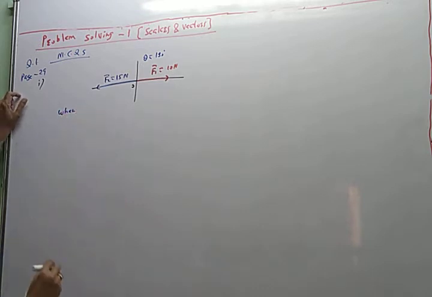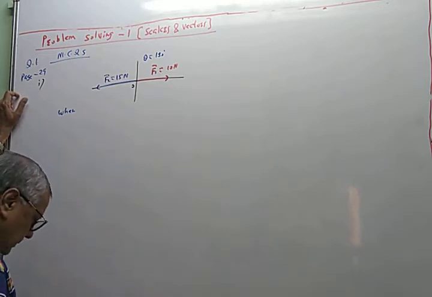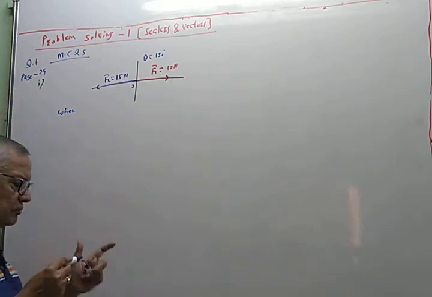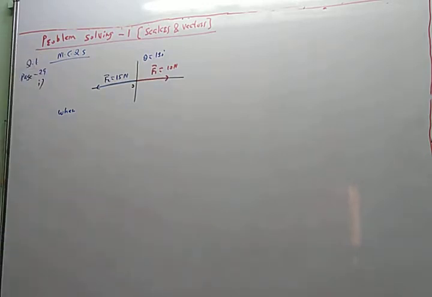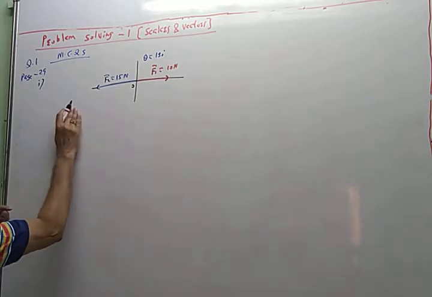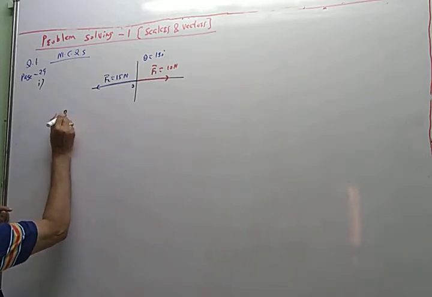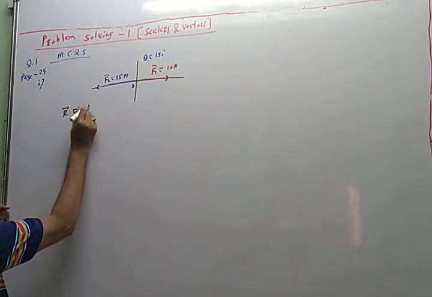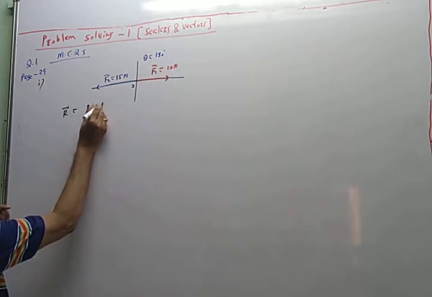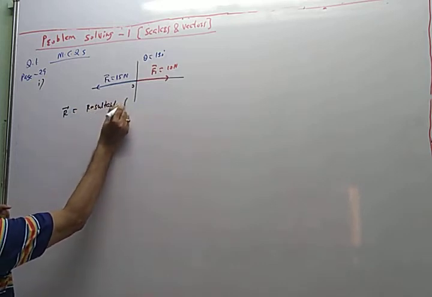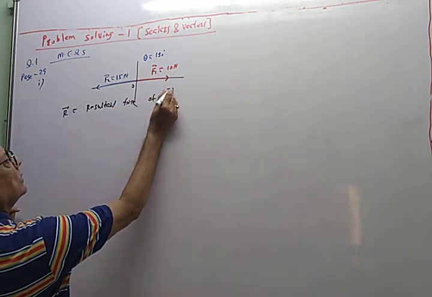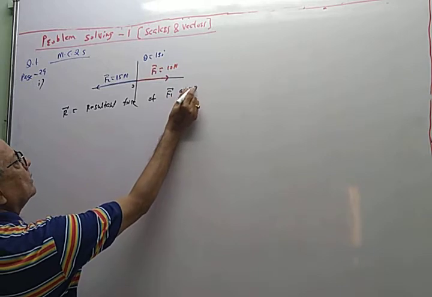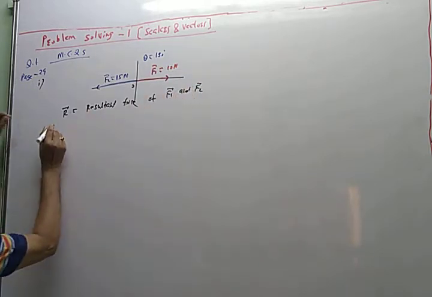When F1 and F2 are in opposite directions as shown in our figure, then the magnitude of the resultant vector is given by the subtraction of their magnitudes. Opposite direction, subtract their magnitudes. This is a simple rule. So R is equal to the resultant force of vector F1 and vector F2.